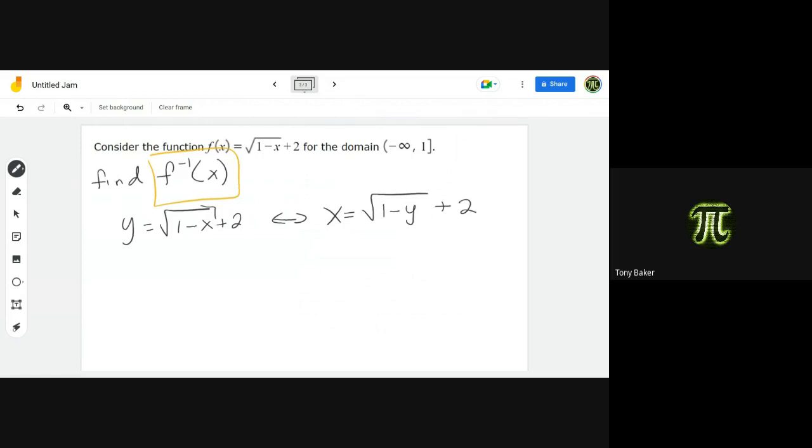Now I have to solve it for y. So what's the first step? Minus the 2. Next step. How do I get rid of a square root? Square both sides. You do not have to multiply this out. You don't have to FOIL this out. You can leave it just like this. You can if you want to, but you don't have to.